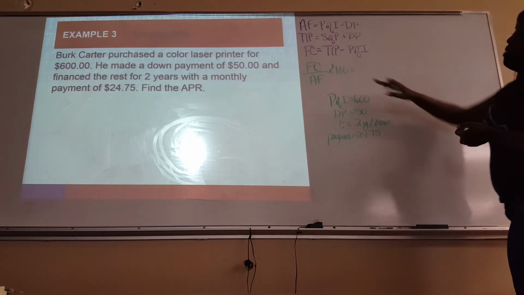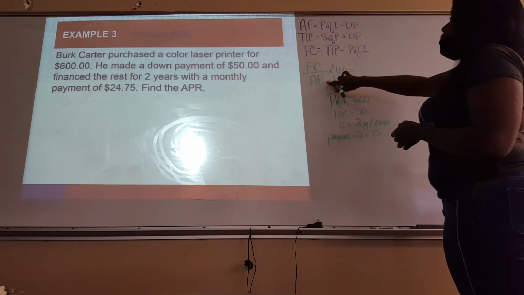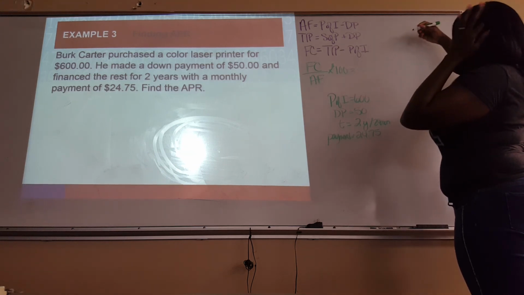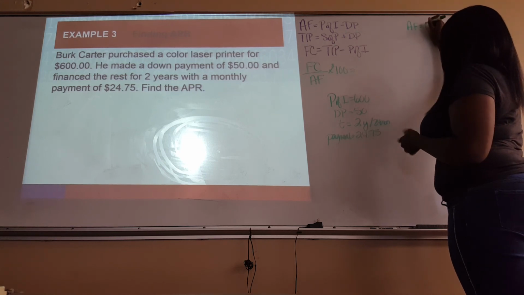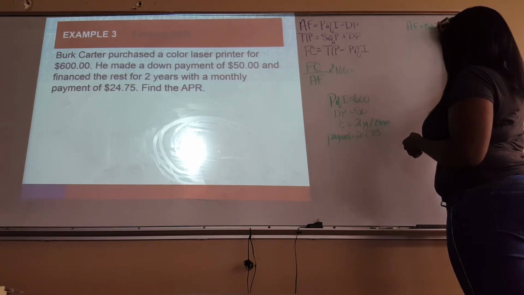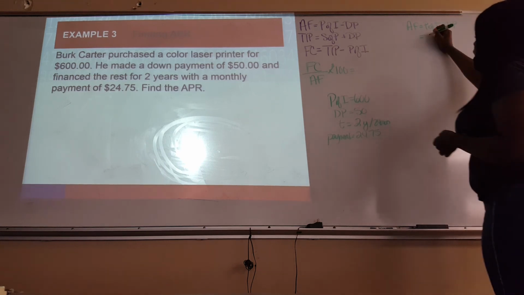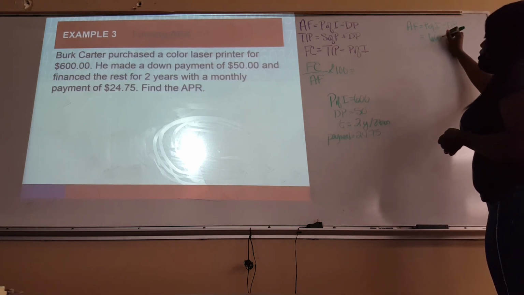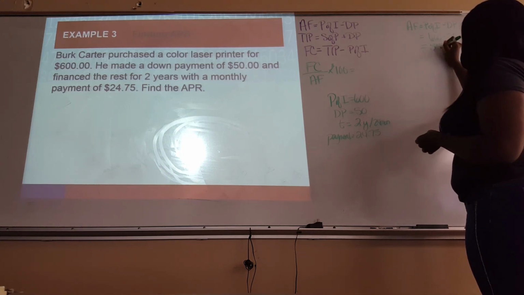So in order to find the APR, we have to have the finance charge and the amount financed. So let's find our amount financed. Amount financed is the price of the item minus the down payment. So we have 600 minus 50. So that means our amount to finance or borrow is $550.